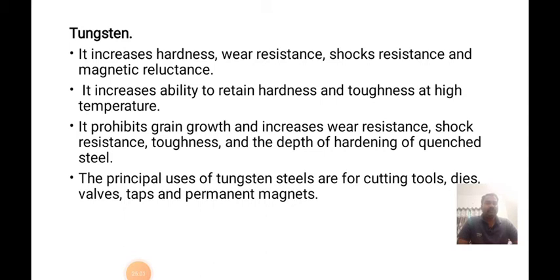Understood? Why is tungsten used as a cutting tool, dies, walls, taps, and permanent magnets? Because it has higher hardness, greater wear resistance, shock resistance, toughness, and depth of hardening in quenching of the steel. Okay, there are a number of alloying elements, such as vanadium, molybdenum, tungsten, then chromium, nickel, zinc, phosphorus, aluminium, that we will see later on in the next lecture.